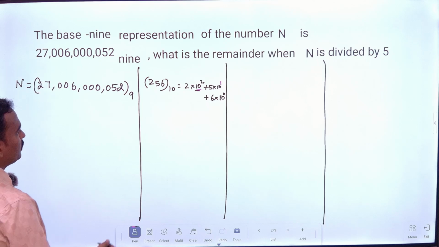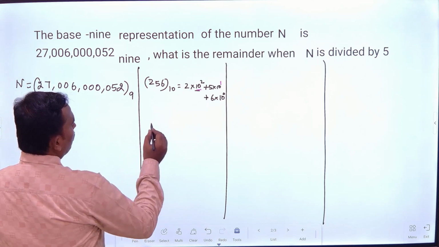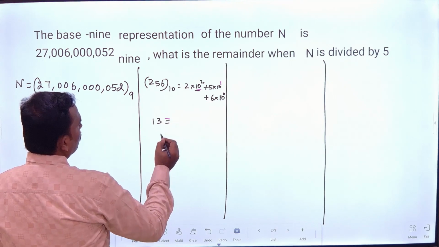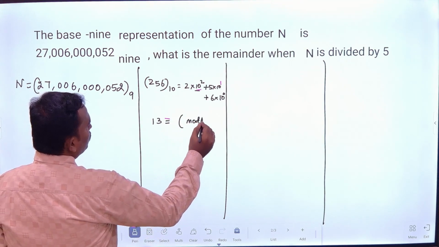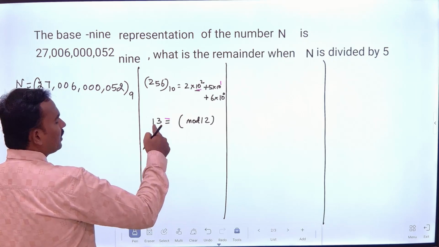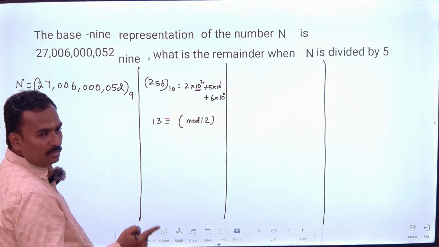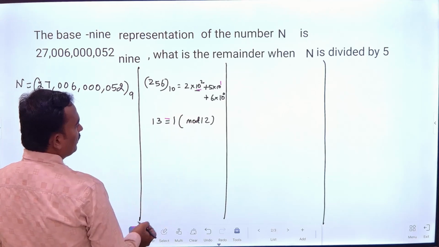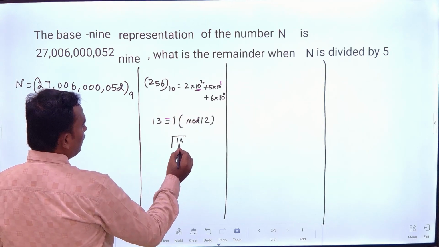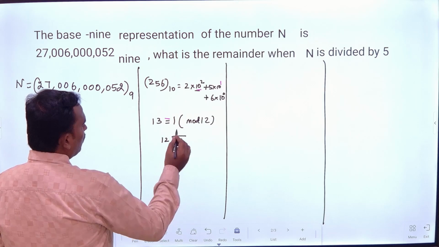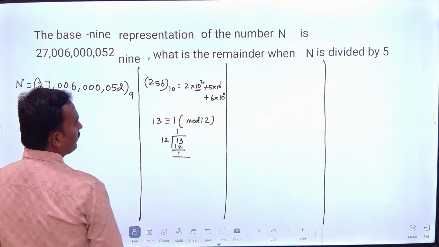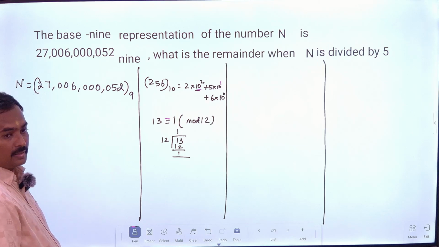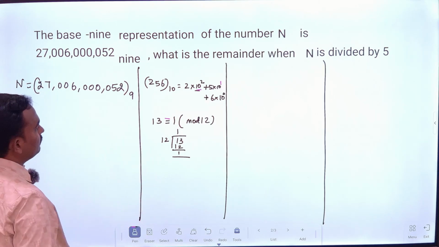The second thing you need to understand is congruence. For example, in the clock, 13 is congruent to 1 modulo 12. That means when you have 13, it is 1 o'clock, railway time. When 13 is divided by 12, you get 1 times 12, and the remainder is 1. So therefore 13 is identically equal to 1.